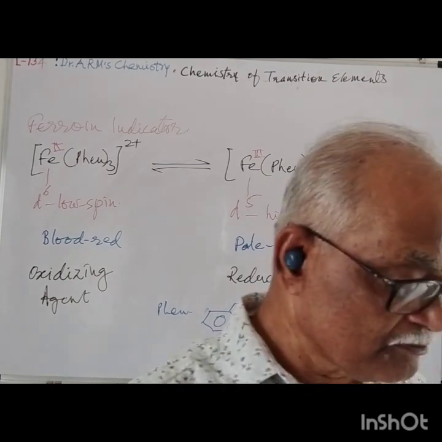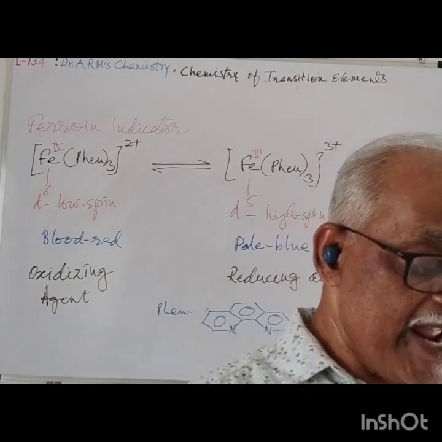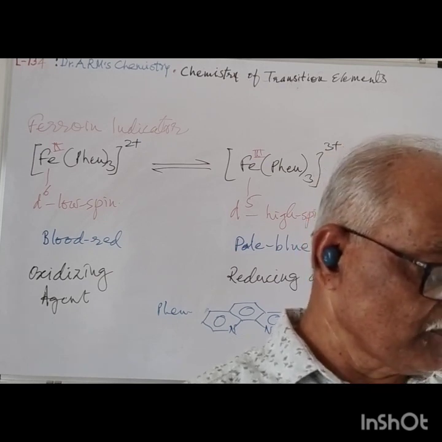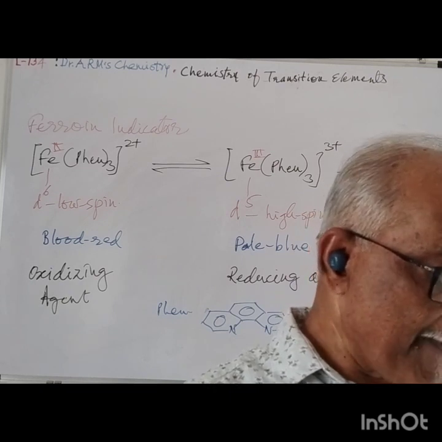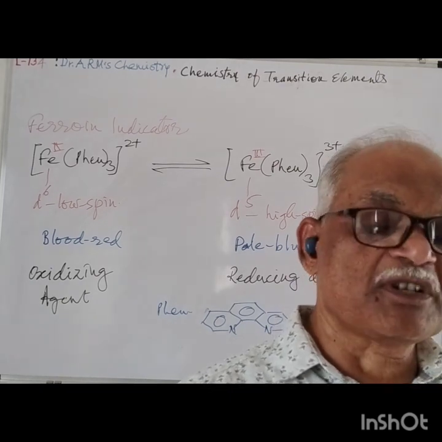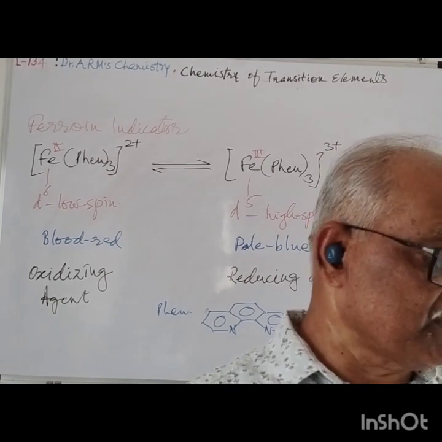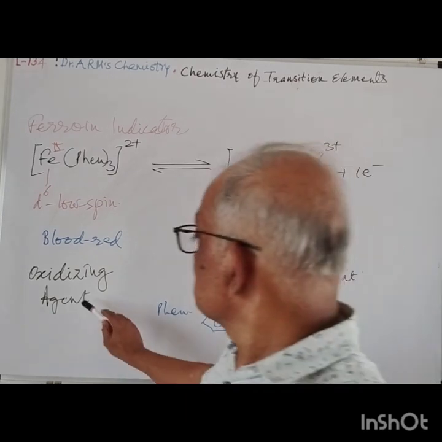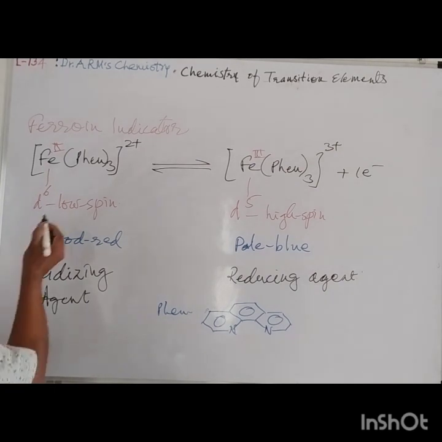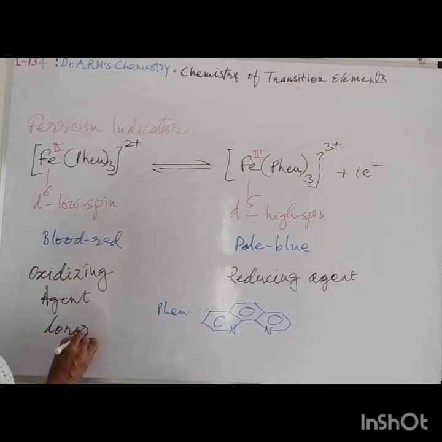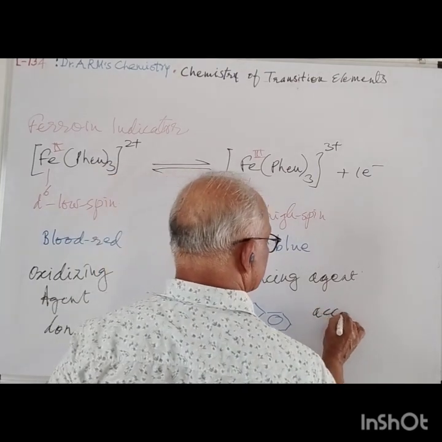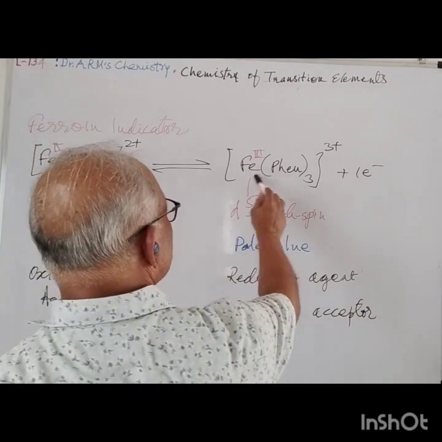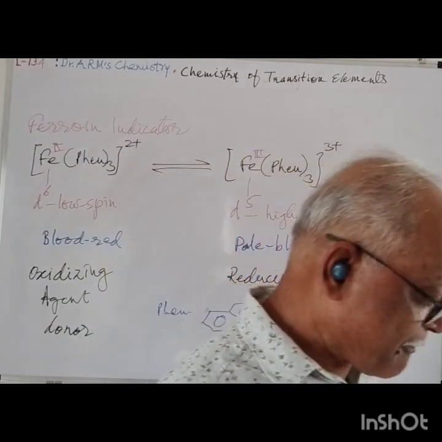So the Fe3+ oxidation state and the strength of the ligand also play an important role in the charge transfer transitions. Since Fe3+ is a strong oxidizing agent, Fe3+ is the electron acceptor. So here this is the donor, and this is the electron acceptor. So this Fe accepts this electron and gives back this Fe.